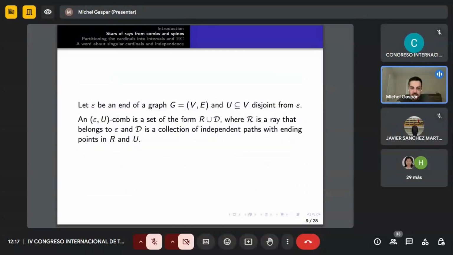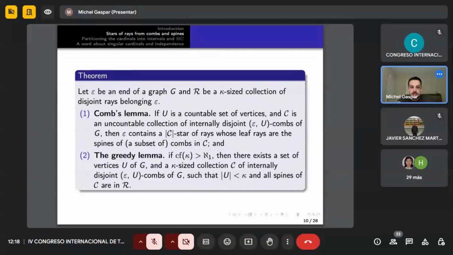So about this, what do we know about these combs is that if we have an N and a kappa-sized collection of disjoint rays inside of this N, we have these two following lemmas: the combs lemma and the greedy lemma. So the countable lemma is a situation where we have a countable set of vertices and a countable collection of internally disjoint combs for this N and this set of vertices. Then we can find a star of rays whose leaf rays are spines of a comb in C.